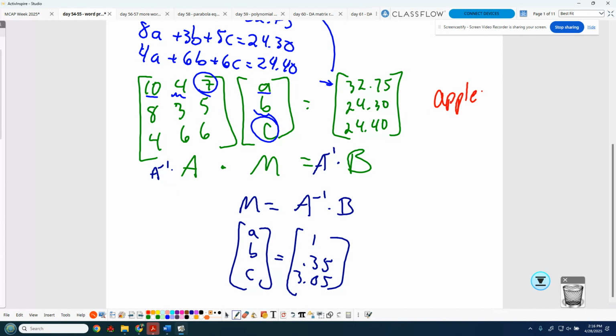But Angel said that means apples cost $1 a pound. What's the cost of a pound of bananas? Bananas are 35 cents a pound. Now, what's the last thing we need?